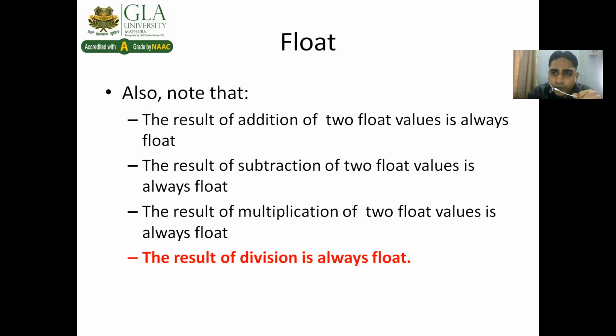So just keep in mind these things: the result of addition of two float values is always going to be float. The result of subtraction between two float values is also going to be float. The result of multiplication of two float values is also going to be float. However, the division is always float. Whether they are float values or integer values or one of them is float, it does not matter. Division is going to be float only all the time.